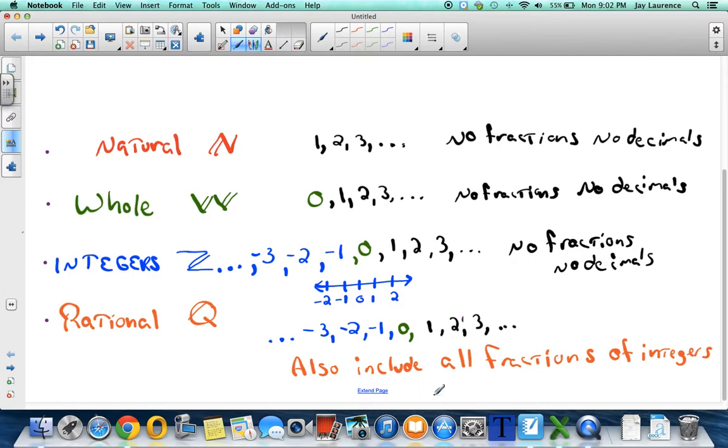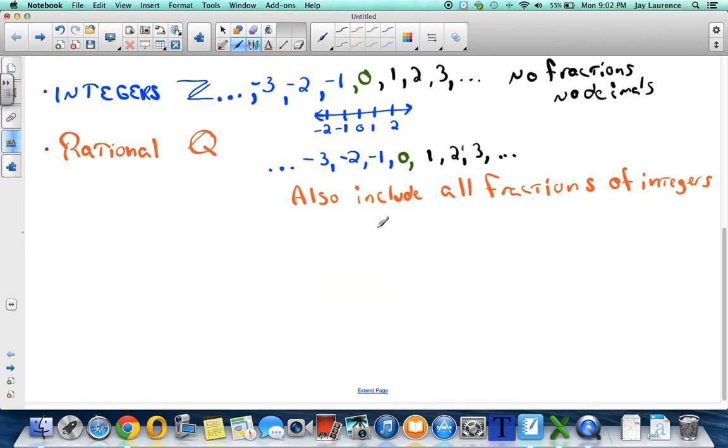So if you can take a fraction like 1/2, that's using 1 and 2, both integers. So it includes all fractions of integers. So like 1/2, -5/7. Okay. Let me see here. 3 and 8/17. Okay.